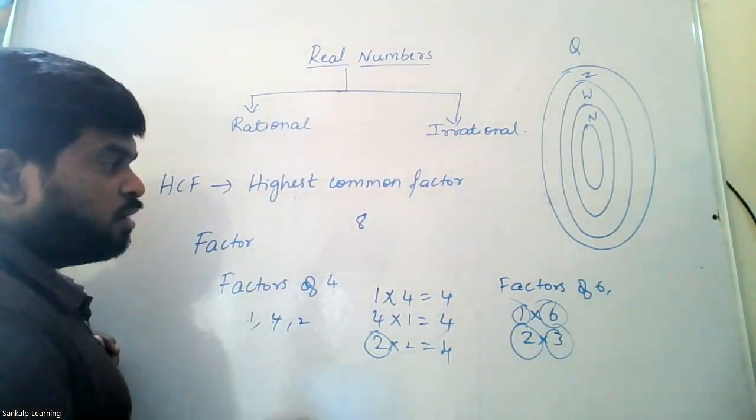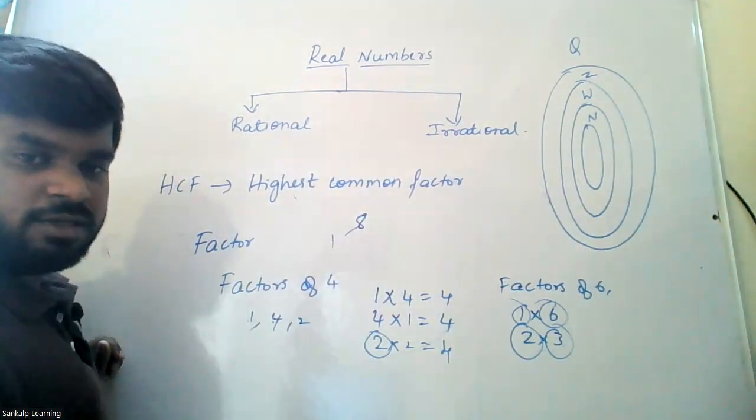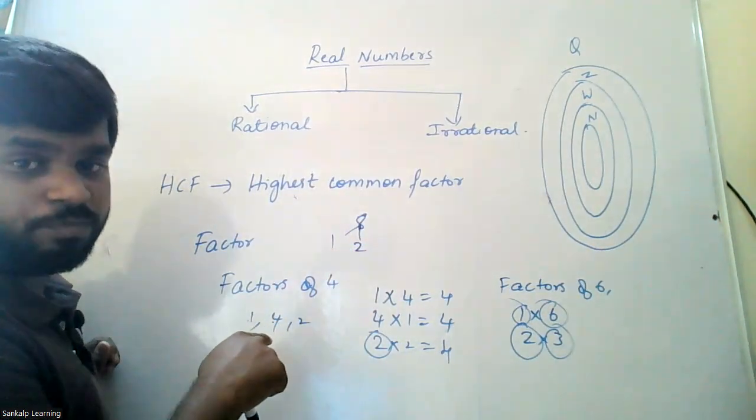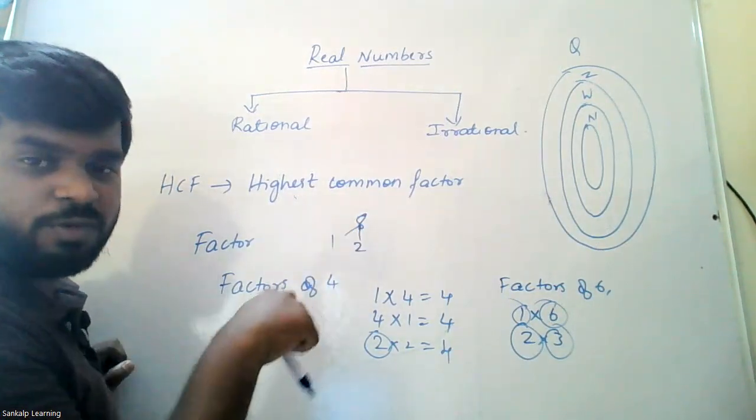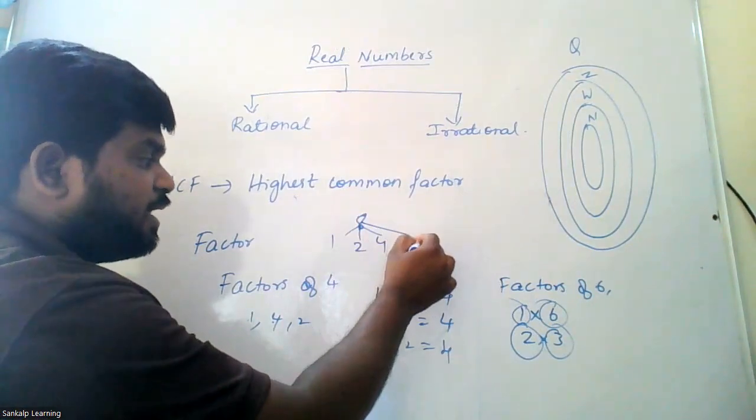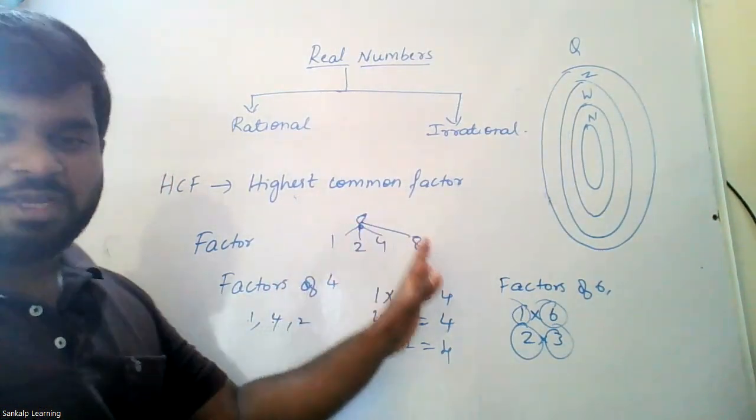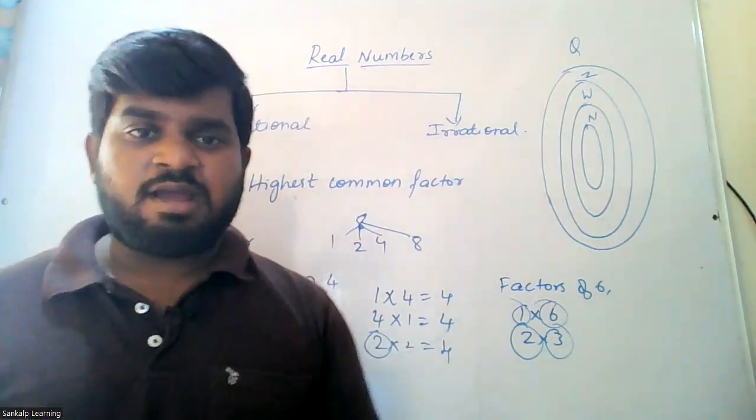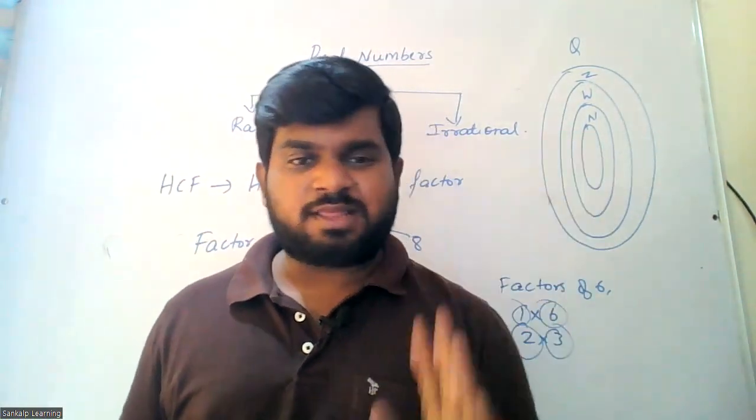Okay. Is this number divisible by 1? Yes. Is this number divisible by 2? Yes. By 3? No. You can't divide 8 by 3. If you divide, you won't get remainder 0. By 4? Yes. Again by 8. Okay, so these numbers are known as factors. I mean, factors of 8 are 1, 2, 4, 8. I hope it is clear. Factors are simply those numbers which divide the given number.